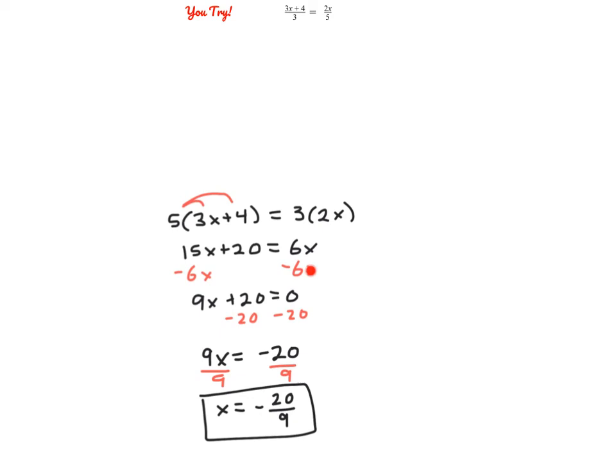So here you can see that I subtracted 6x from both sides, leaving a 0 on the right side of the equation, which is totally fine. Then I'm going to subtract 20 from both sides and then divide by 9. So I get x equals negative 20 over 9.